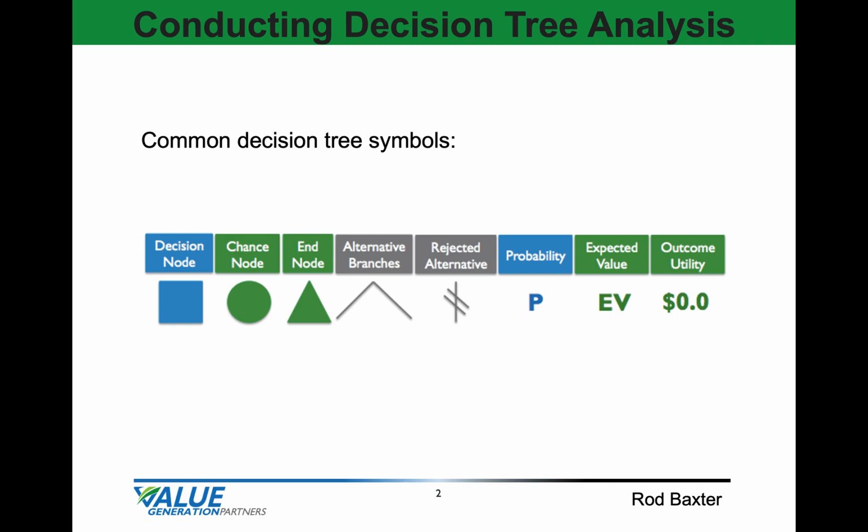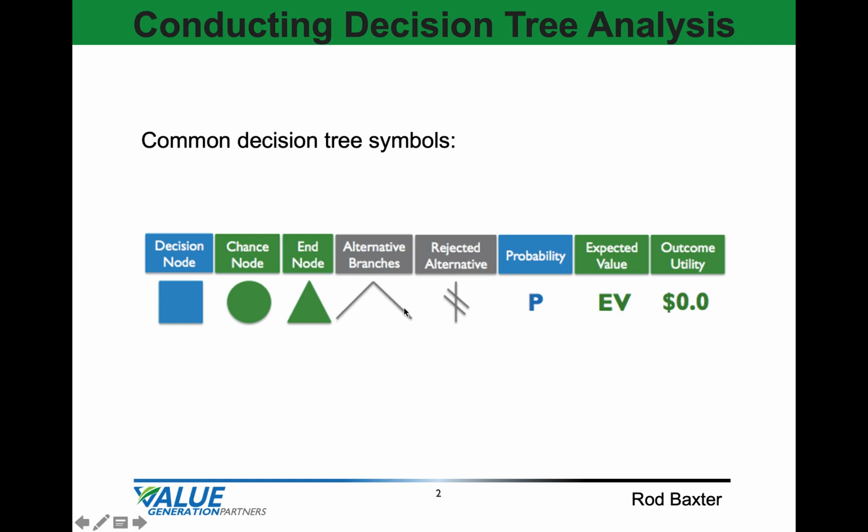Now here are some examples of the symbols we'll use in creating a decision tree. The first is the decision node, and we'll use this to start the decision tree process. Then there's a chance node. This may split off if there's different probabilities for each decision. The end node will be the terminator of our decision trees.